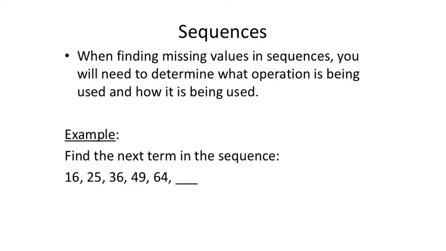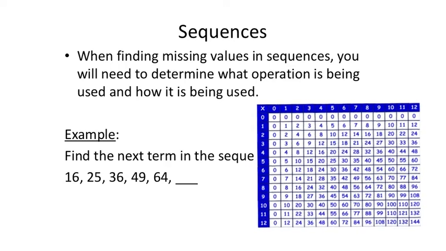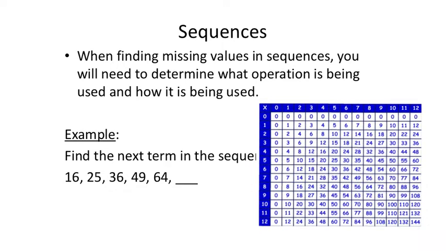All right, sequences. I'll rush through this so that you guys can go, but when finding missing values in sequences, you have to determine what operation is being used and how it is being used. If we go back to the multiplication table, it would actually help us. You'd say, oh, I can find these values in the multiplication table, which means we're using multiplication, by the way.